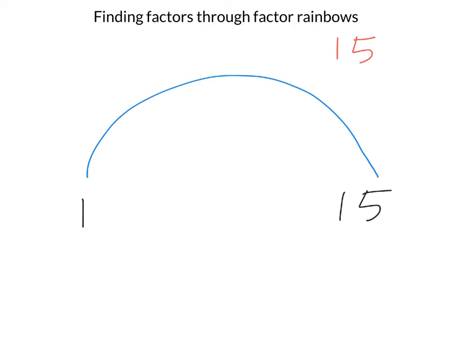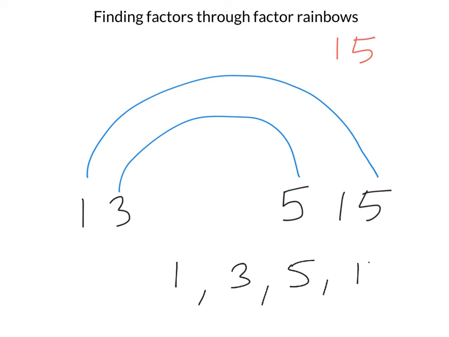Does 3 equal something? So 3 times what? That's right, 5 equals 15. And what's next? Let's try 4. Does 4 equal something? Nope. And we know that 5 and 3 equal the same thing, so we don't have to do 5 and 3 because it doesn't go backwards. So now, using this method, we've figured out that the factors of 15 are 1, 3, 5, and 15.